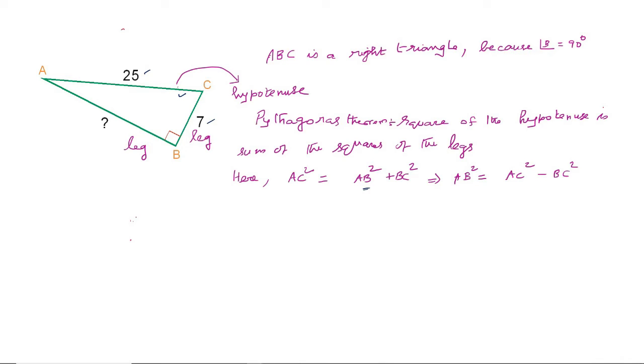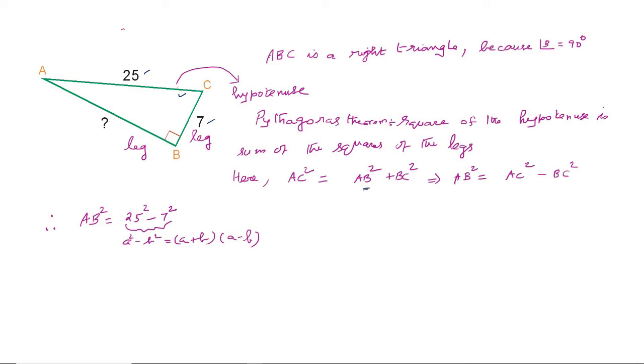AB square is equal to AC square minus BC square. Note that we want to find AB. Substituting the values, A minus B. So it is 25 square, which is AC square, minus 7 square, which is BC square. So if you want to evaluate this, you will square this 25, square this 7, you do the subtraction.